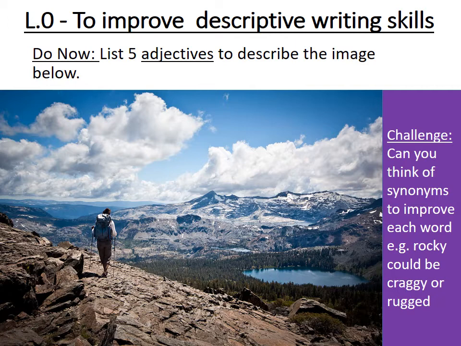Your Do Now task is to look at the image on the screen, and I'd like you to write down 5 adjectives that you would use to describe it. Your challenge is to think of synonyms for each word. So once you've written the 5 down, can you think of a more ambitious word with a similar meaning that you could use? So for instance, if you've written rocky down, could you add craggy or rugged as a more challenging synonym? Maybe about 60 seconds to do that.